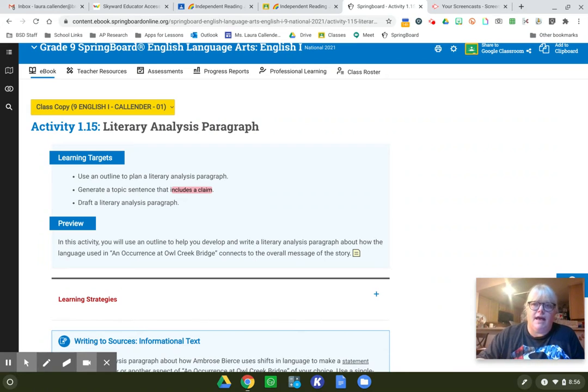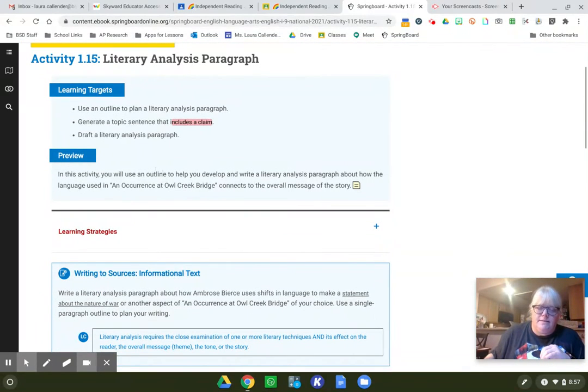You can argue that a story has a different meaning than what someone else might believe. As long as you have sufficient evidence to make that argument, then that is a debatable claim and it is effective. So you're going to include a claim, an argument about how the author created this story and why. And in the end, you will have drafted a literary analysis paragraph. So take a look at the preview here.